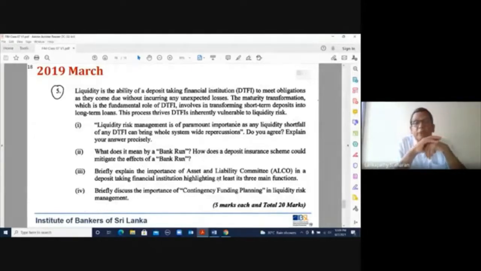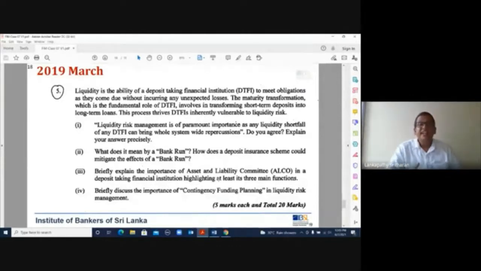Maturity transformation, which is the fundamental role of a deposit-taking financial institution, involves transforming short-term deposits into long-term loans. The process renders deposit-taking financial institutions inherently vulnerable to liquidity risk. You see that the same questions come again and again. So if you are thorough with the past paper questions, you may pass the exam. That's why I go through the question papers. The question paper is also important.